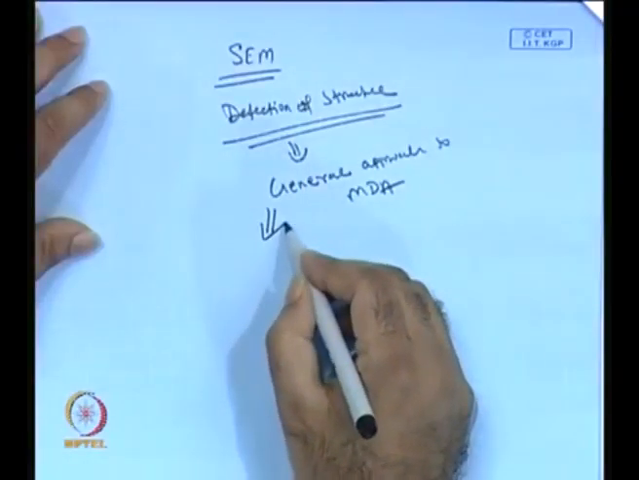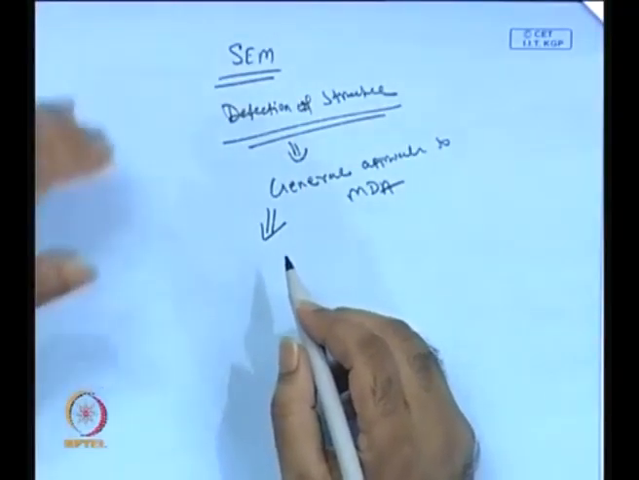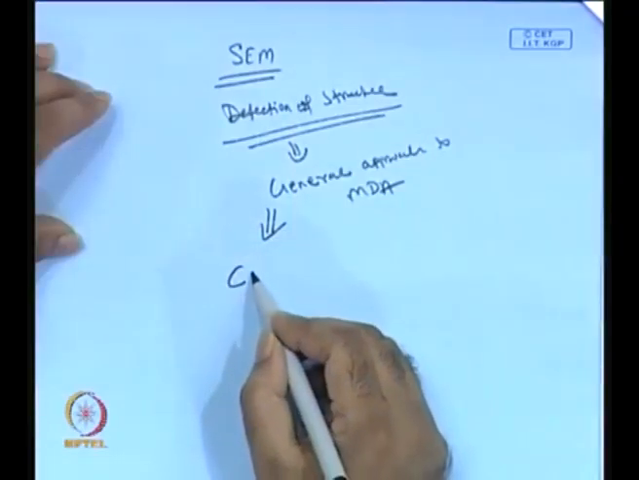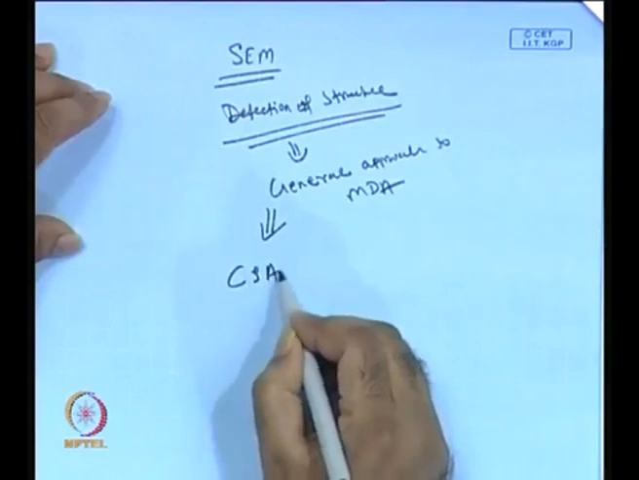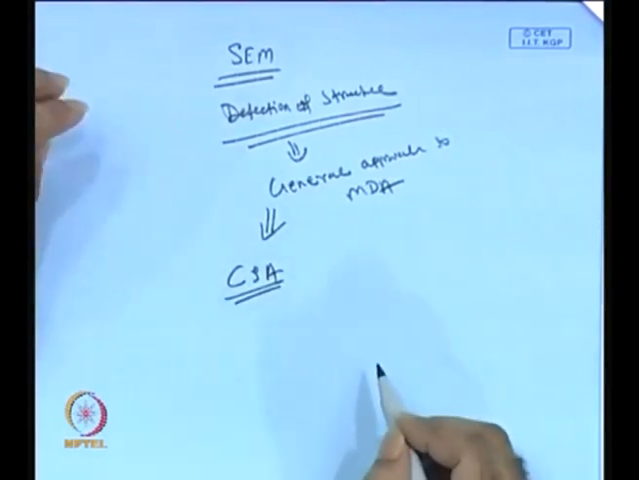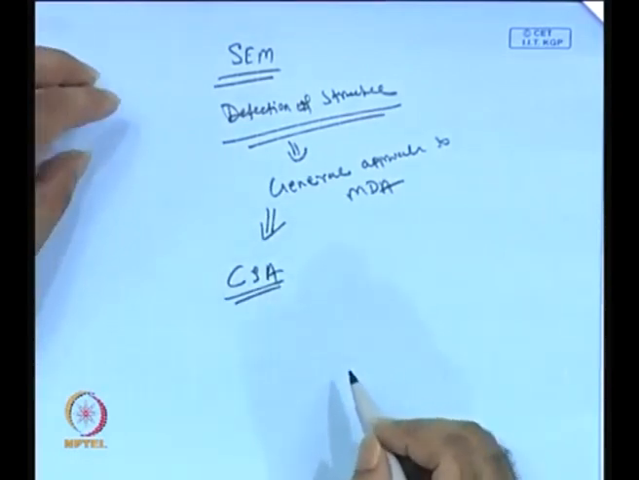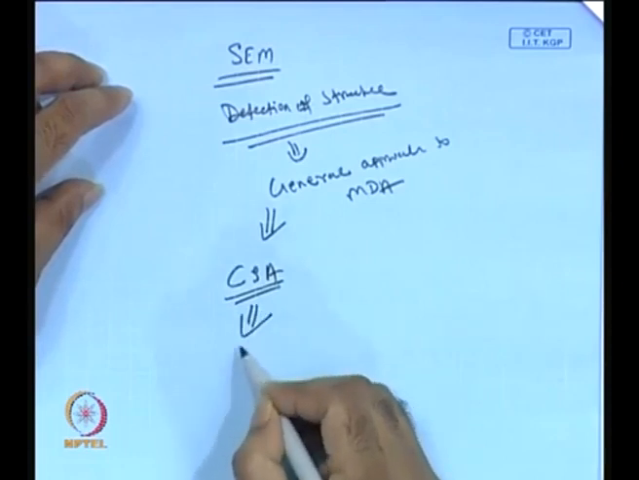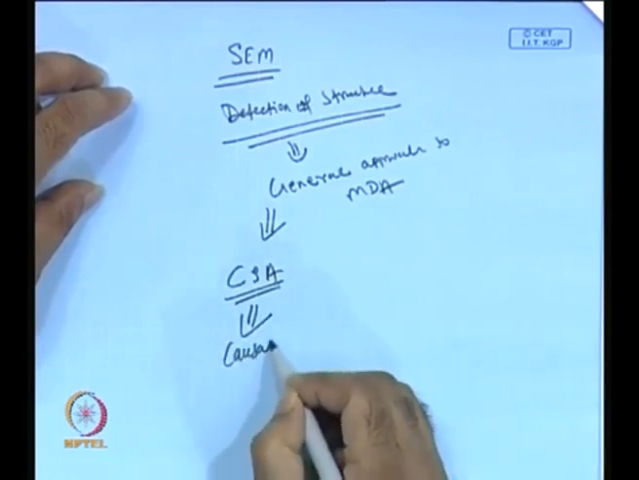Okay, so there are various ways we can represent structural equation modeling. It is called covariance structural analysis, CSA. It is otherwise called CSA, covariance structural analysis. Sometimes it is called causal models.